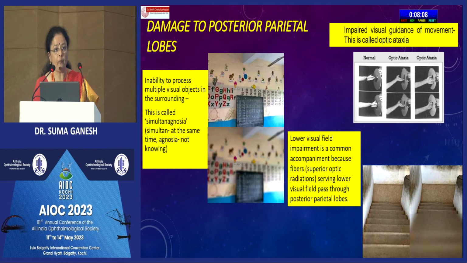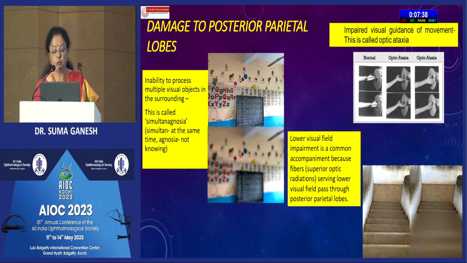They will also have problems differentiating things, because they have an inability to process multiple visual objects in the surroundings. That is what a child initially fears, because when they are put among so many objects, the fear starts. This is called simultanagnosia. Lower visual field impairment is something we see very commonly, and most parents say that their child does not see the inferior field and therefore bumps into objects or obstacles.